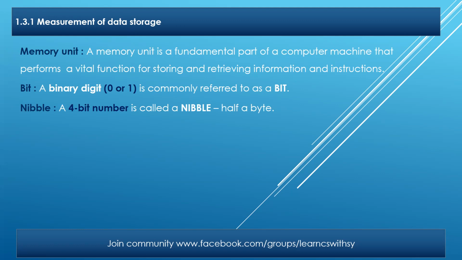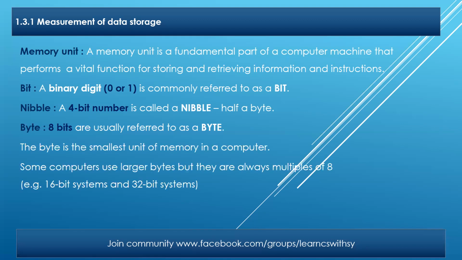The next term is nibble. When we combine 4 bits, or you can say a 4-bit number, it is called a nibble. And just to make it a little bit easy, half a byte is also called a nibble. And what is a byte then? 8 bits. When we have an 8-bit combination, that is called a byte.